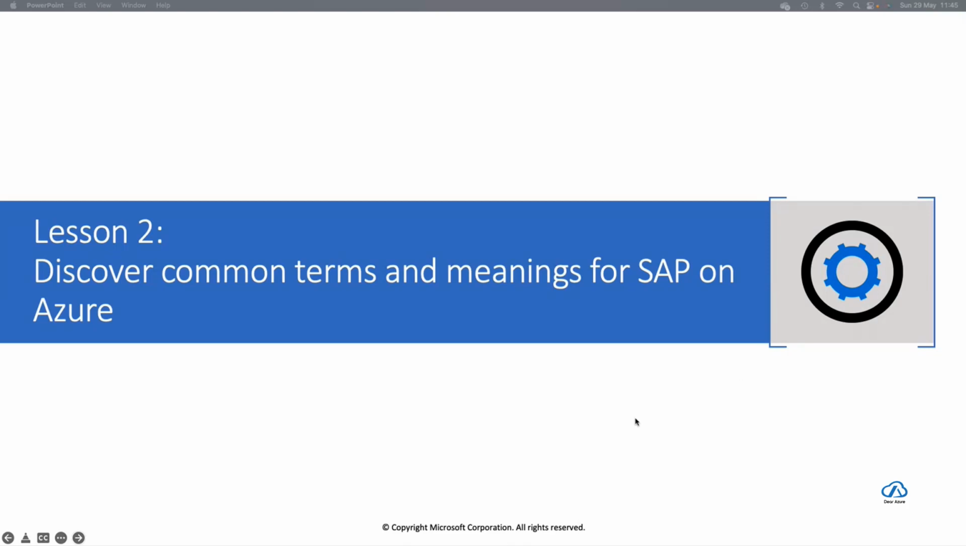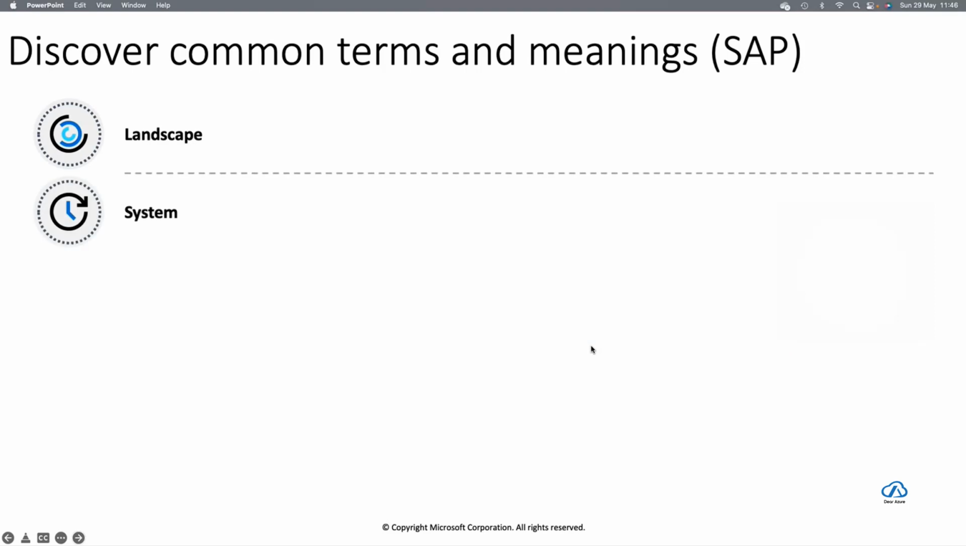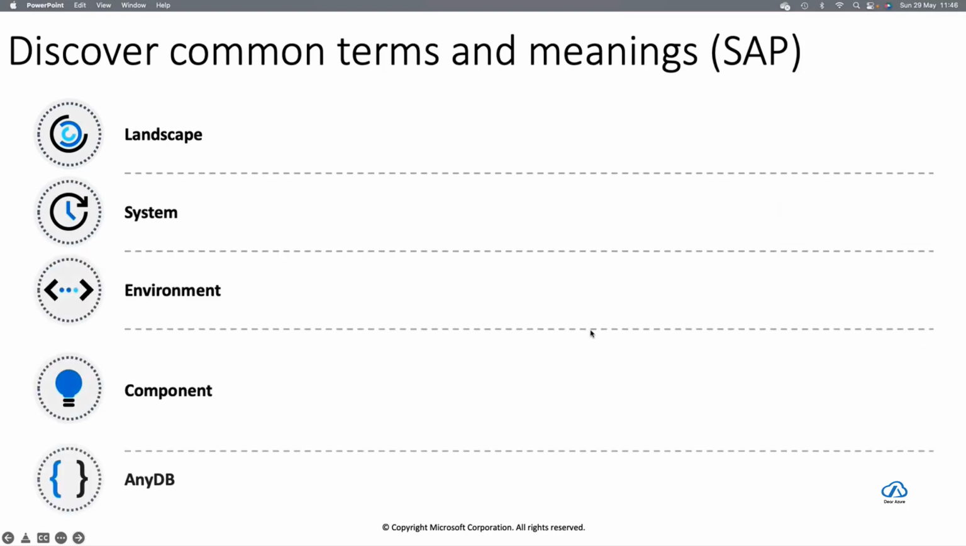All right. Okay. The next is the common terminologies and the meanings that we have for SAP on Azure. Here we have landscape, system, environment, component, and any DB that's available, which you need to know. Landscape refers to the entire SAP assets in your IT landscape. The SAP landscape includes all prod and non-prod environments.